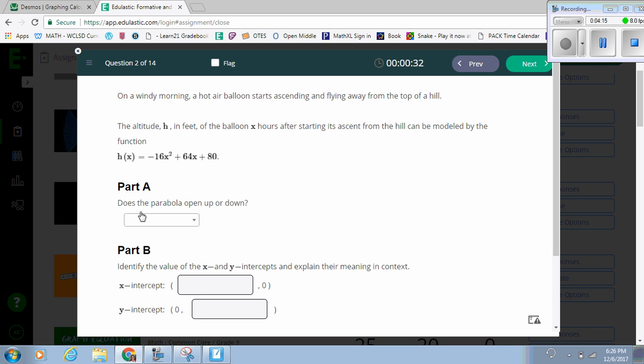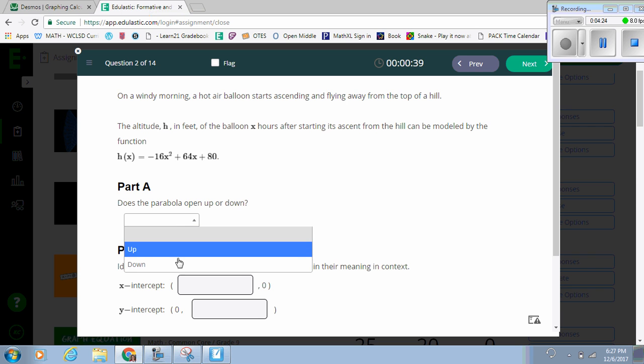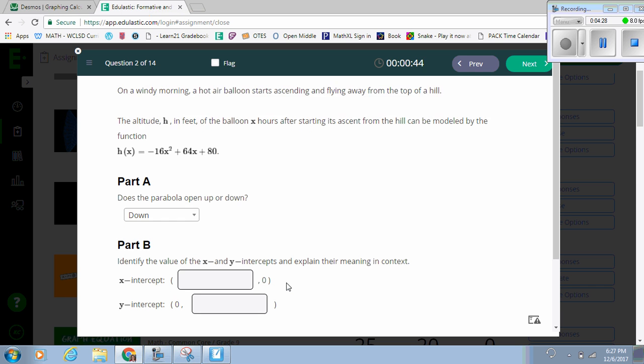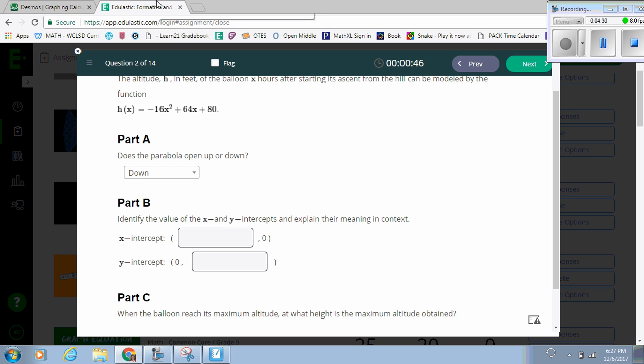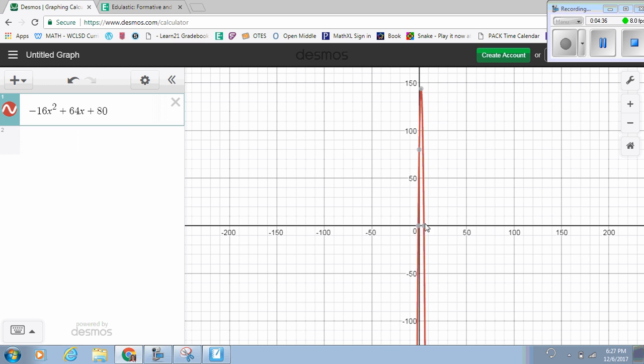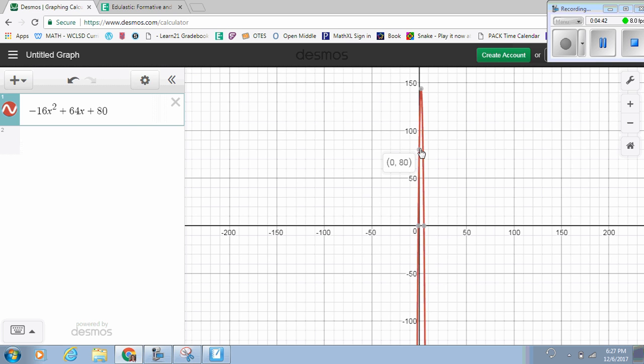The question wants to know if the parabola opens up or down. Since it's a maximum, that means it's going to open down. Identify the x and y intercepts, and explain the meaning in context. Since this is a word problem, we only want the positive x-intercept. So we have one at 5. And the y-intercept is the same thing as on a normal graph. It's at 80.